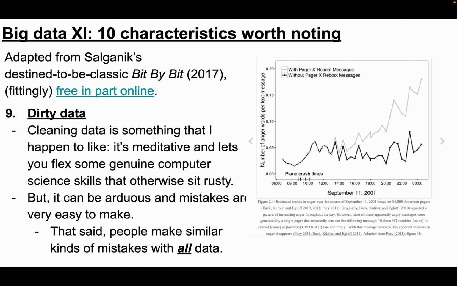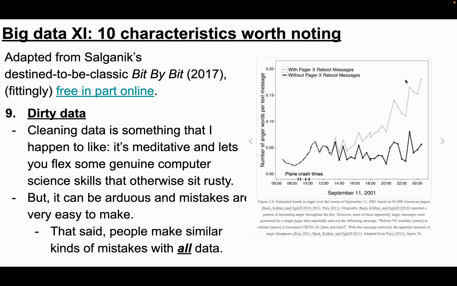This is a really fascinating case, actually. So what's apparently happening here is that we saw this spike in angry words per text message around the time of the September 11th plane crash. So this is the estimated trends in anger over the course of the day. This is all just one day, by the way. And this is based on pagers. None of you probably know that much about pagers. I don't mean to be presumptuous, but why would you? But basically a pager was like a very primitive form of texting where you could usually just send pretty simple messages. So this looks like a really nice story here in the gray, right?